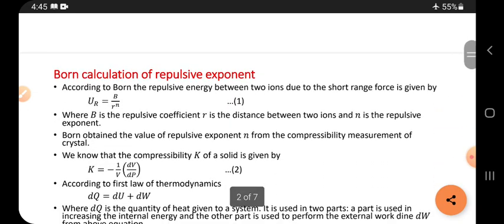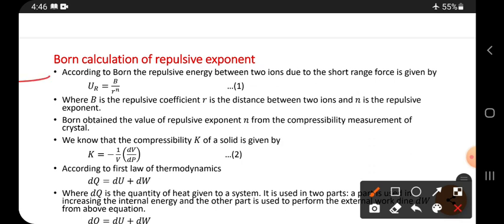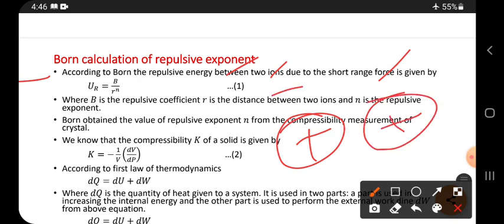Today's most important topic is Born calculation of repulsive exponent. According to Born, the repulsive energy between two ions due to the short range forces is given by the repulsive energy. That means it is between same charges, that is, either the same ions, positive ions or negative ions. So repulsive force will act, and because of that, repulsive energy is also stored.